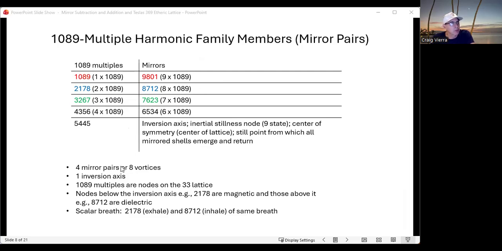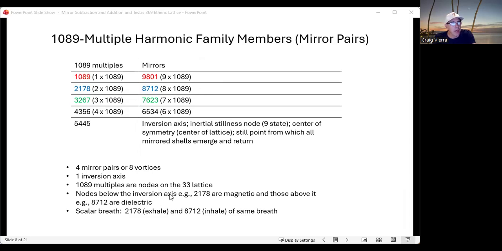return. So in summary, what I found was in the numbers that were not collapsing, the numbers that were able to go in this cyclic loop, if you will, there were four mirror pairs. You can think of these as vortices, one inversion axis, and these are known as the 1089 multiples. And these are nodes on the lattice, and I'm going to show you the 33 lattice. They're actually going to be nodes on there.